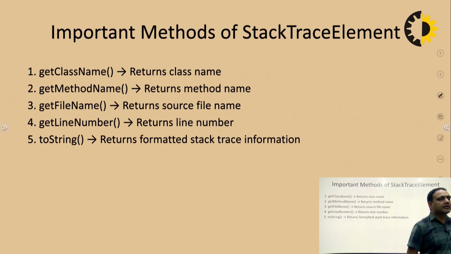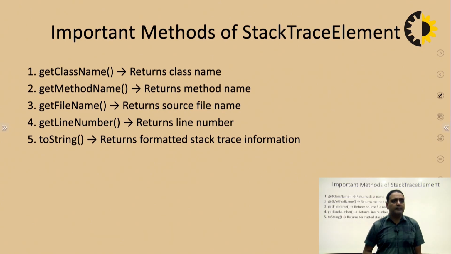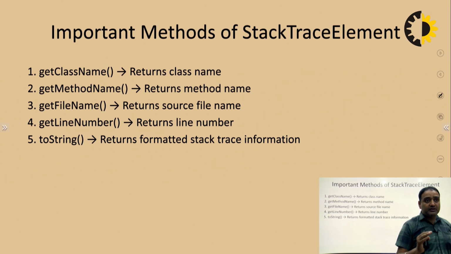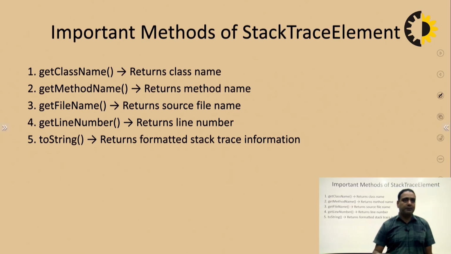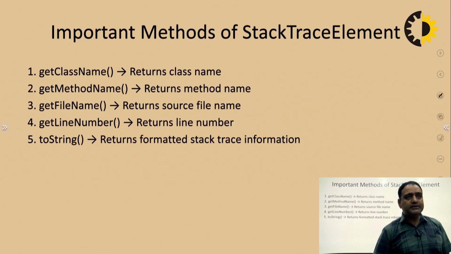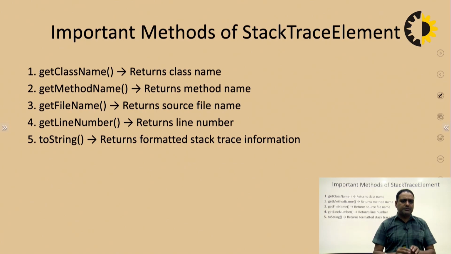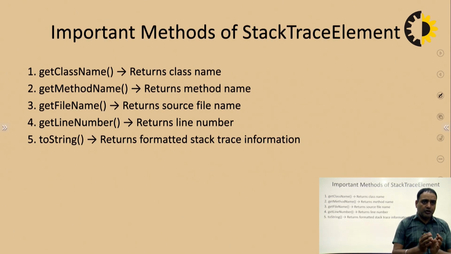getClassName returns the class name in which the exception occurred. getMethodName gives the method within which the particular exception is defined, so you can get the information of the method in which the exception occurred. getFileName: the source code is written in a file, and we use multiple files in Java, so through this method you can get the information that this particular exception occurred in this particular file.